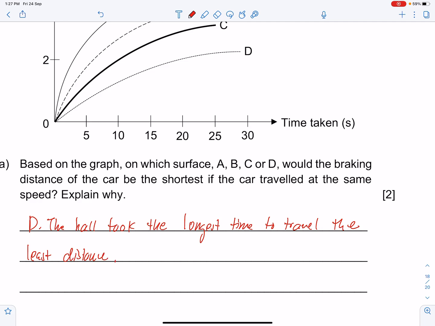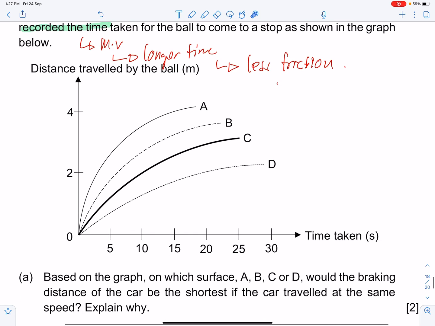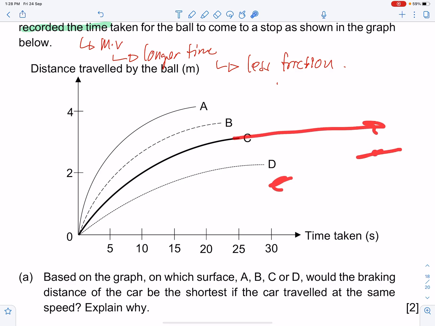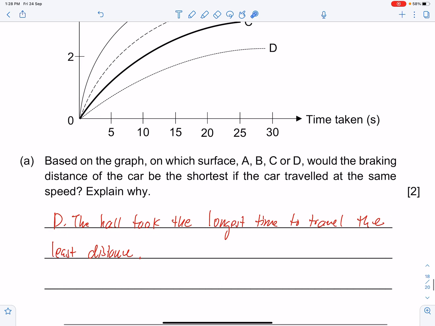Okay, so here you're quoting your evidence. So I give you the most amount of time already. Can you see? Wow, I give you 30 seconds but you only travel what? Up to 2 meters only. So that means friction must be very great, must be the greatest. You're very slow. Something must be acting against you, right? So your ball is going this way, friction is going this way. So therefore you are slowing down, and therefore I give you the longest time, but yet you traveled the least amount.